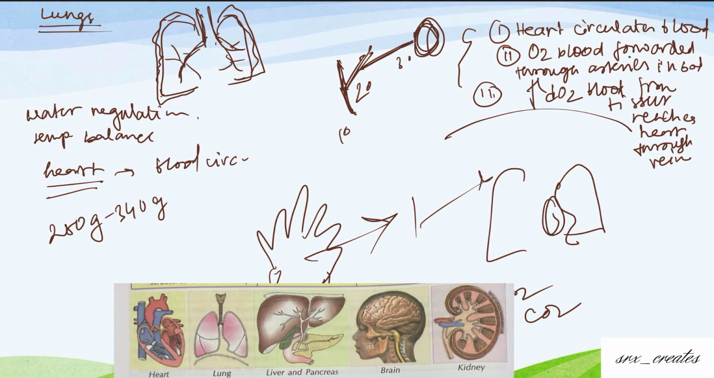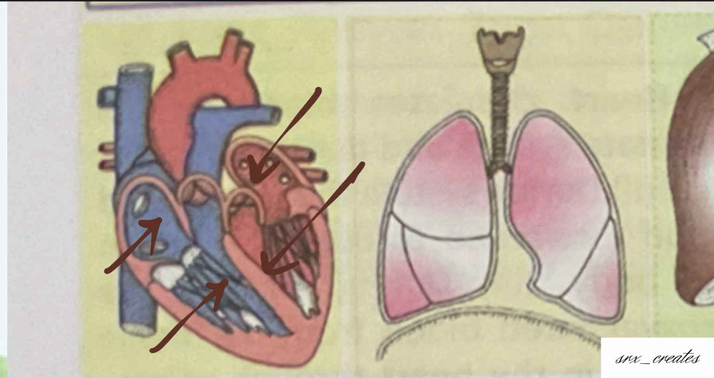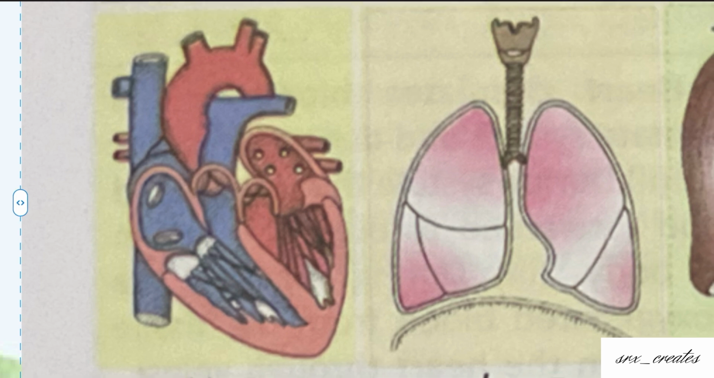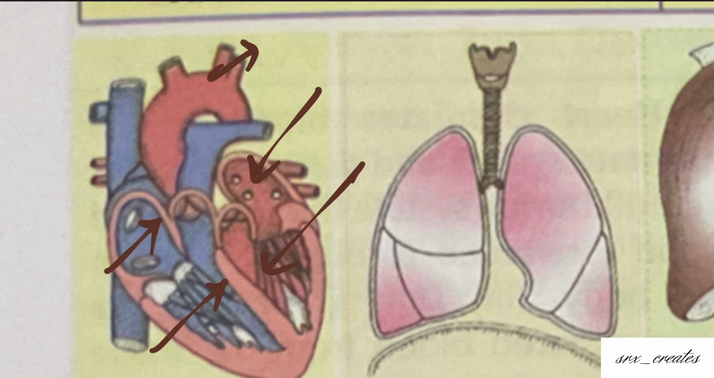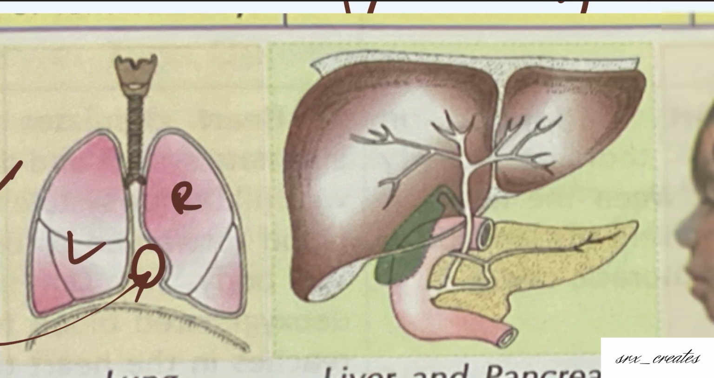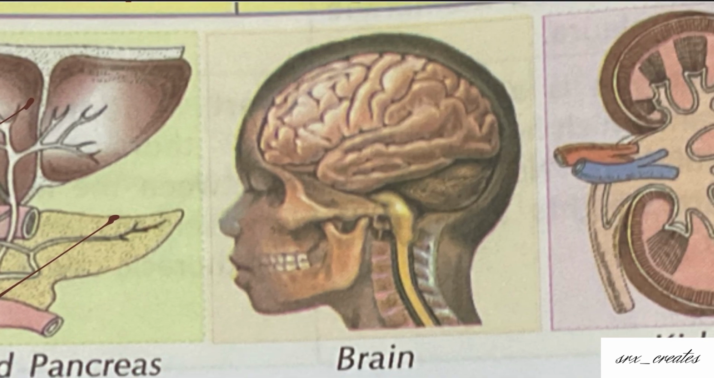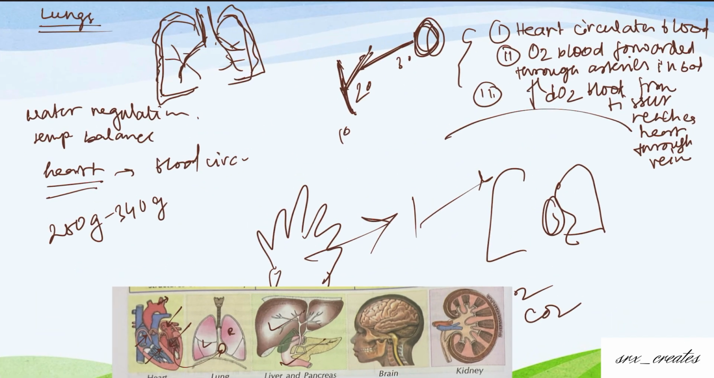Oh, sorry. See, this is our heart. Left auricle, left ventricle, right auricle, right ventricle. Vena aorta, vena cava, left lung, right lung. This is cardiac notch. This is where the heart lies. This is the liver. This is the pancreas. I have not studied about brain and kidney. These are only left, right?